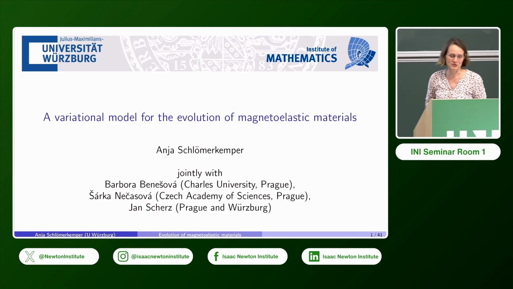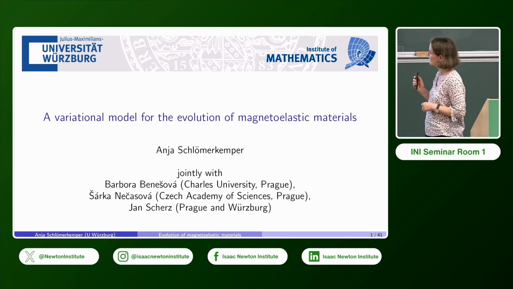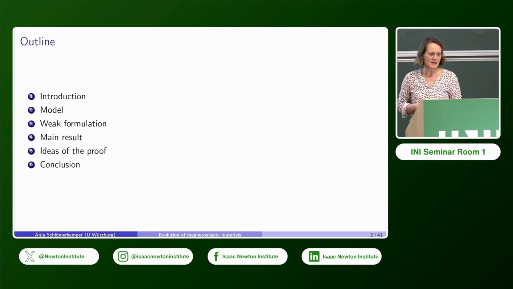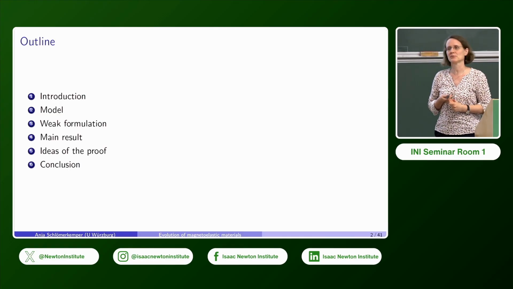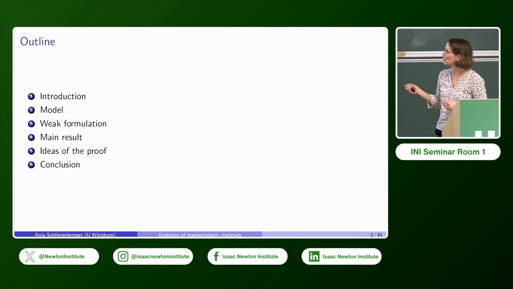So the idea is to really combine magnetic properties, elastic properties, and evolution, and all of this in a variational model. I will first give you an introduction, give you an idea of the model, present the weak formulation, then the main result, ideas of the proof, and conclude.